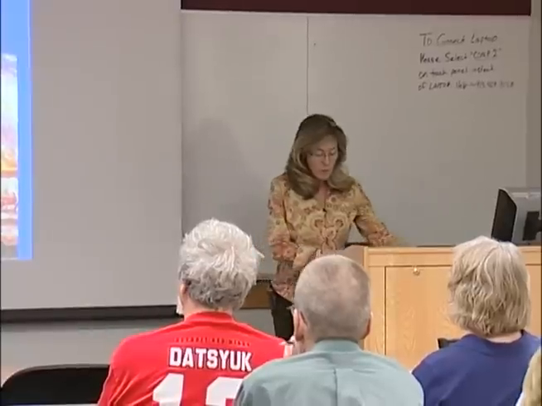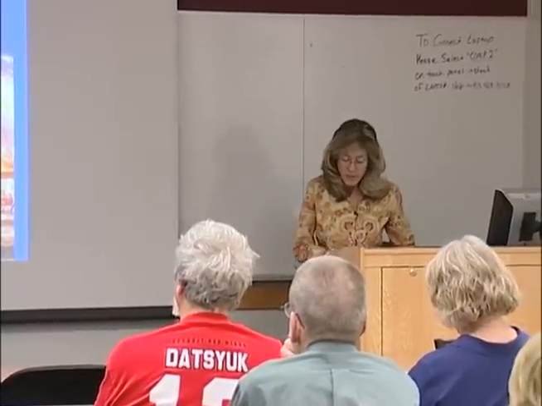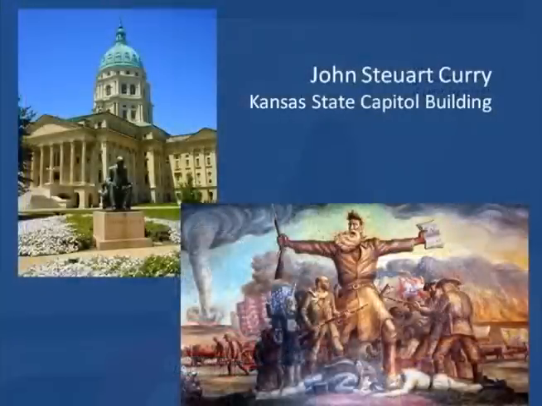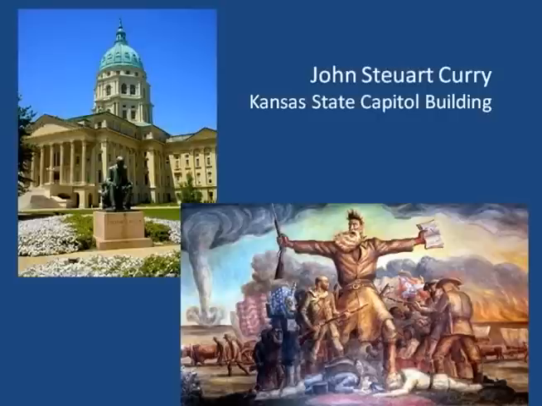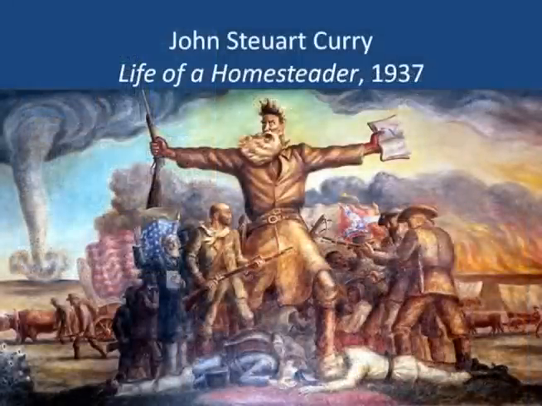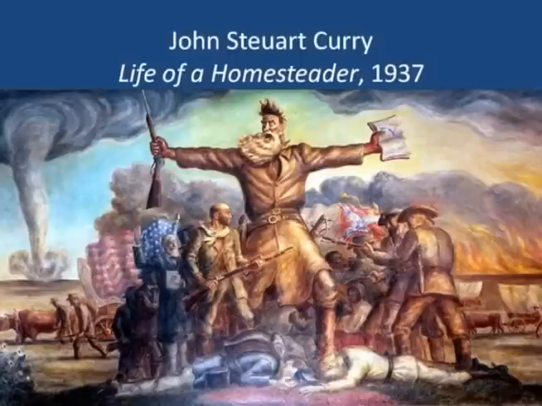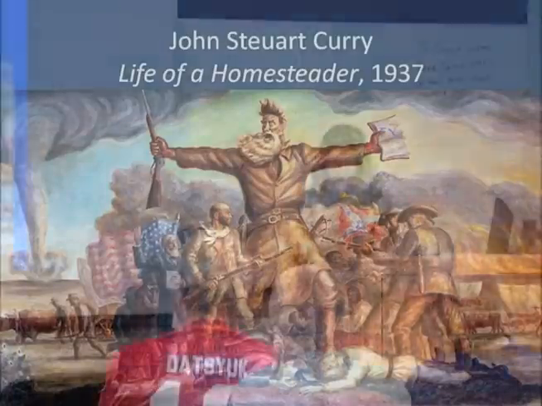Curry will receive a number of important commissions in the state. This work that you're probably familiar with, these large-scale murals in the Kansas State Capitol building. There were a few issues with this. There were several scenes that were depicted here: the settlement of Kansas, the life of the homesteader, which is what you're looking at here, and pastoral property.